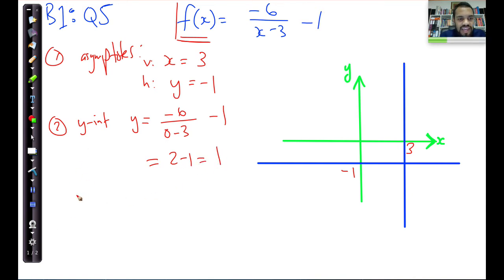Similarly, we're going to find the x-intercept. So the y-intercept is going to be at +1, which is round about there. Say that's 1. I'm using a very, very thin pen. That's +1. That's my y-intercept.